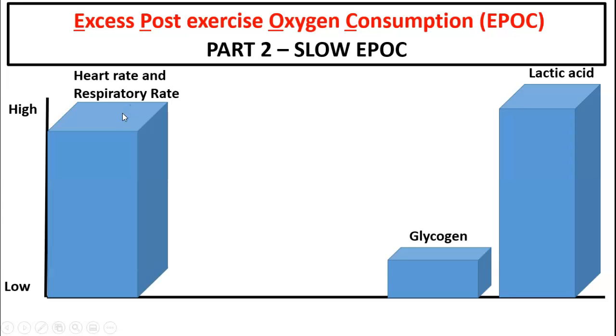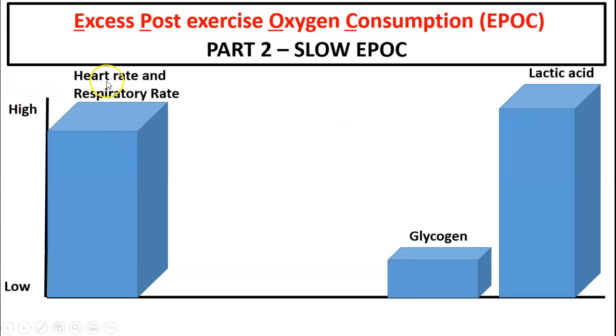What we have to look at is the idea that when we finish exercising, for up to an hour after and sometimes longer, we will still have an elevated heart rate and respiratory rate. If we have an elevated heart rate and respiratory rate, this is absolutely vital for us to be able to get in the excess post-exercise oxygen that is required to allow slow EPOC to replenish glycogen and remove lactic acid. So these 2 are absolutely huge.